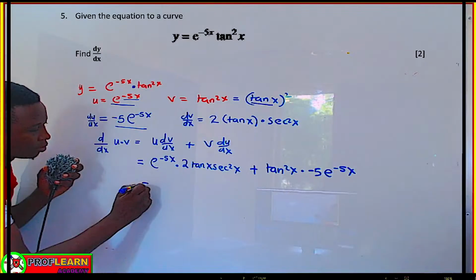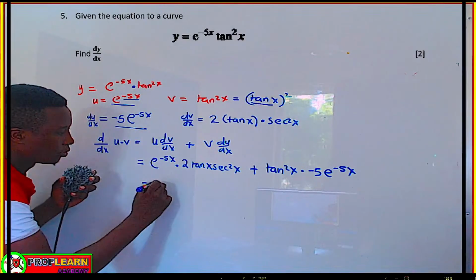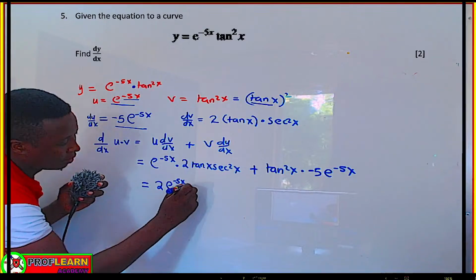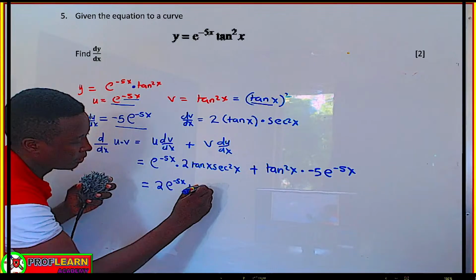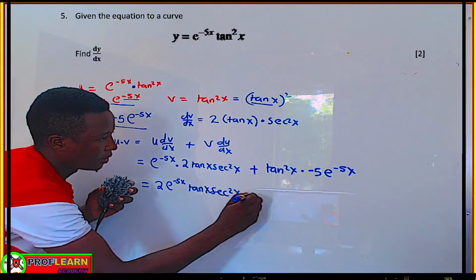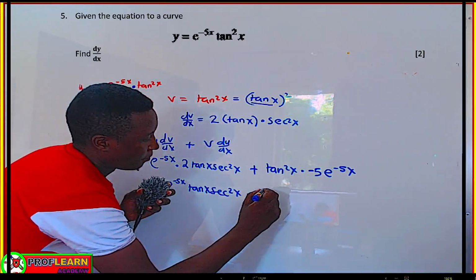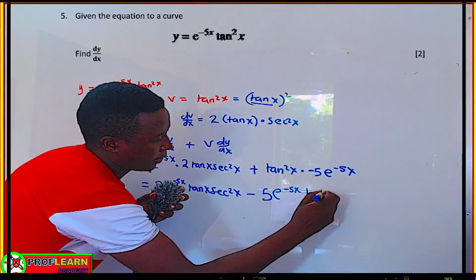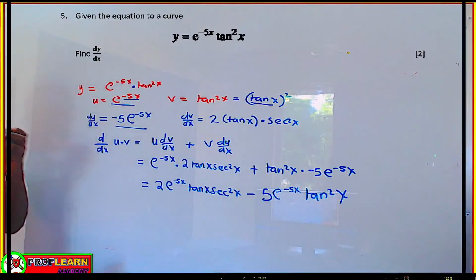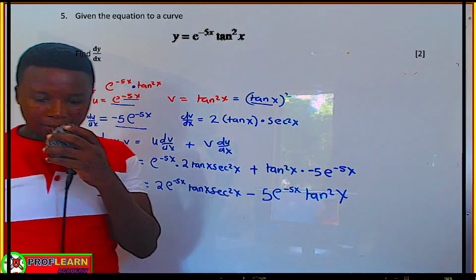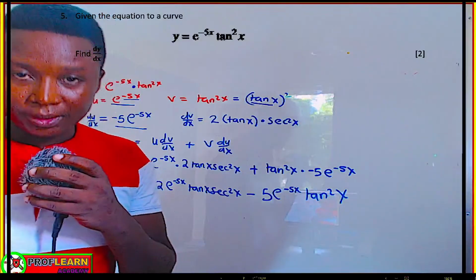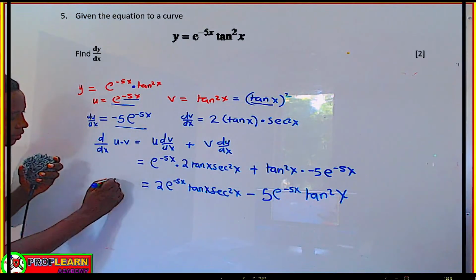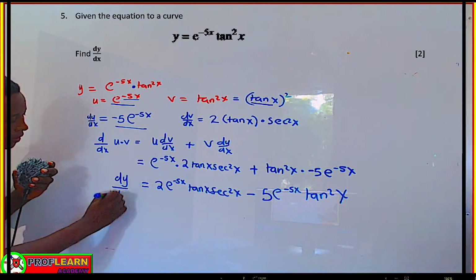So this is going to simplify to 2e to negative 5x tan x sec squared x minus 5e to negative 5x tan squared x. Because in this question we were just supposed to differentiate and get the derivative dy dx, this is our final dy dx.